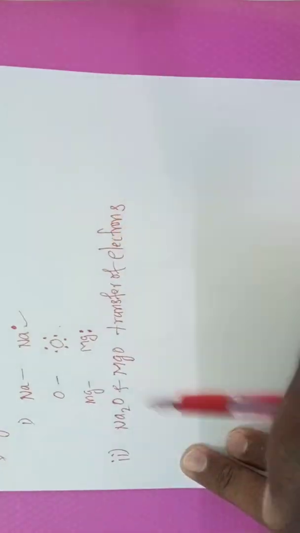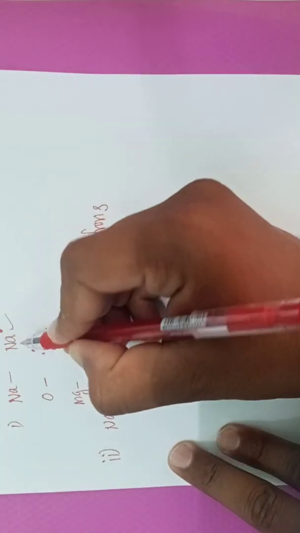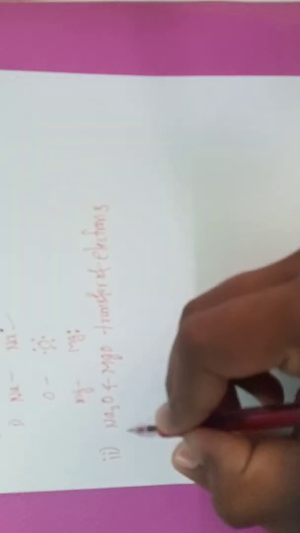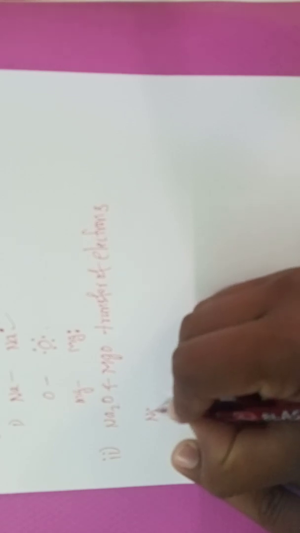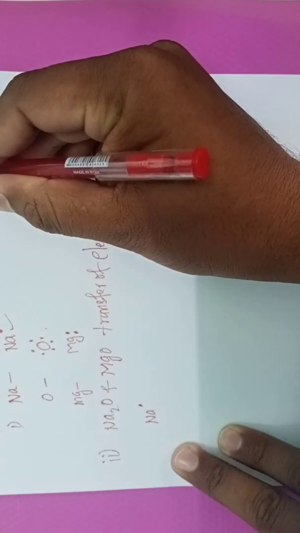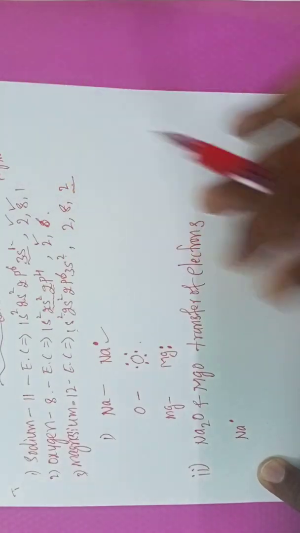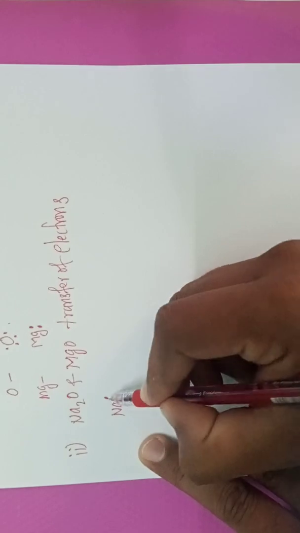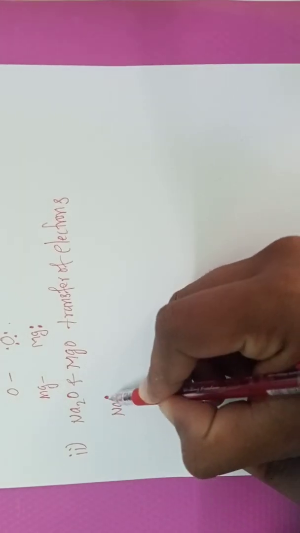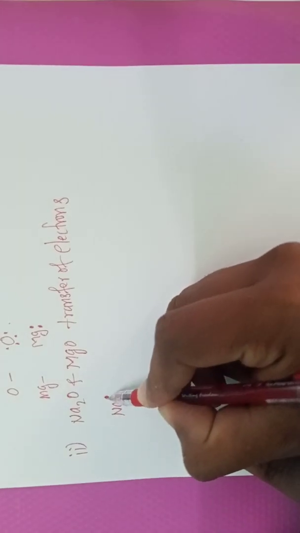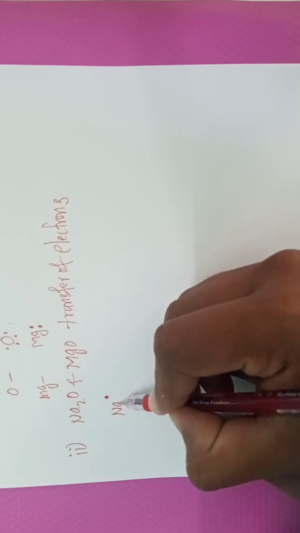So in this, I have written the electron dot structure of sodium and oxygen, and will explain the formation of sodium oxide and magnesium oxide. Okay, first I am going to write Na. Na has only one electron in its outer shell, so I am going to write one dot here. Na with one dot; this dot represents an electron. So this is group 1A.